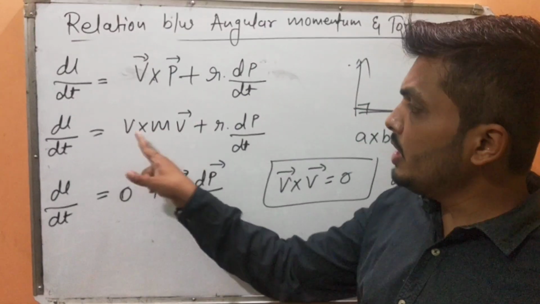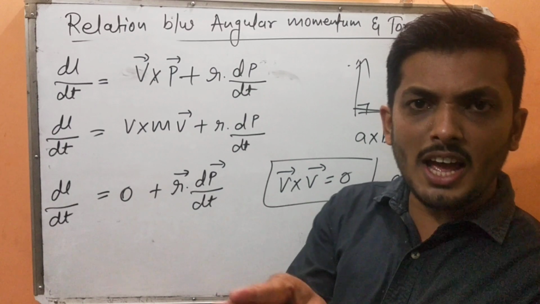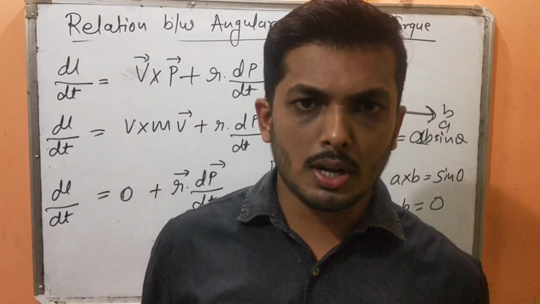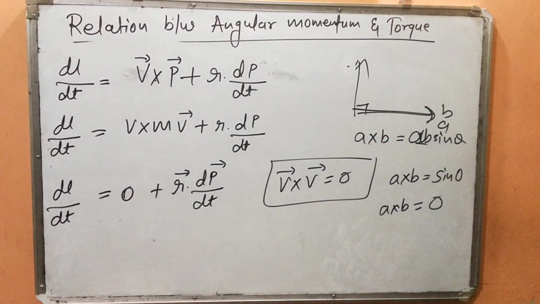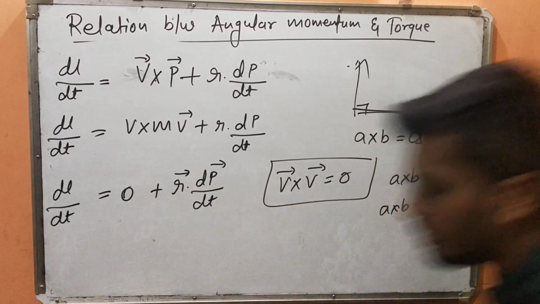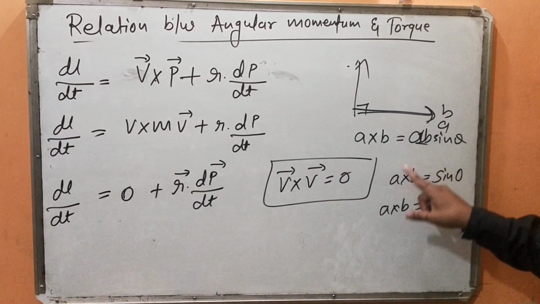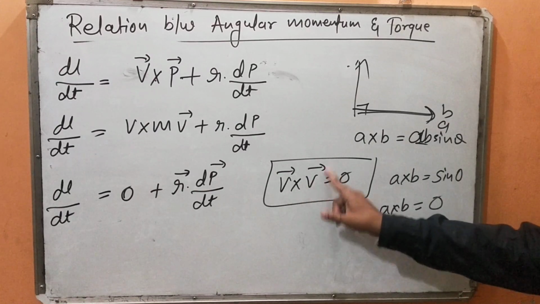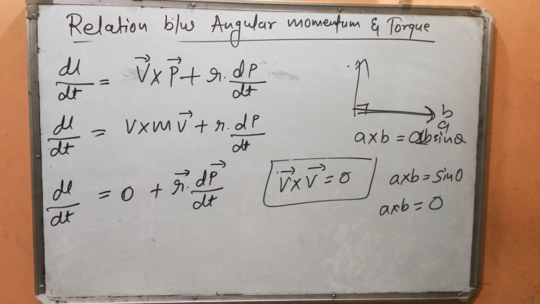V cross V. This V and this V are along the same direction. So V cross V will be what? Not 0 degree, the product will be 0. Those who are not understanding this, it is already covered in the motion in a plane topic. Please go through it: dot product and cross product.